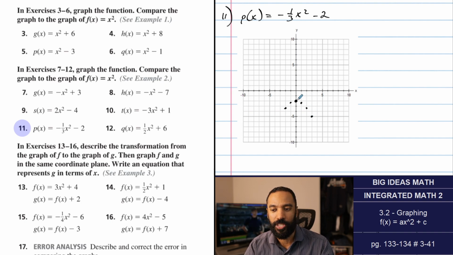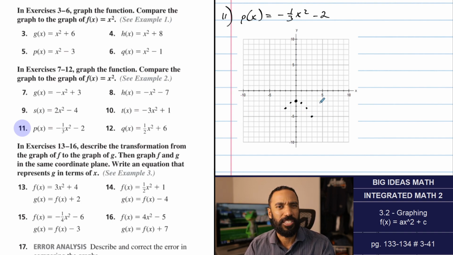So maybe 4 and 5 is skip. Over 4, down 16 thirds, that's 5 and a third. Over 5, down 25 thirds, that's 8 and a third. 36 thirds is down 12. Sorry, that's 6 squared. Over 6, down 36 thirds, that's down 12.